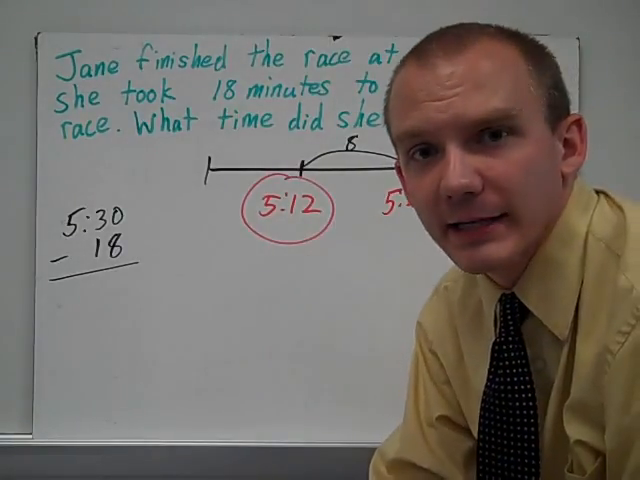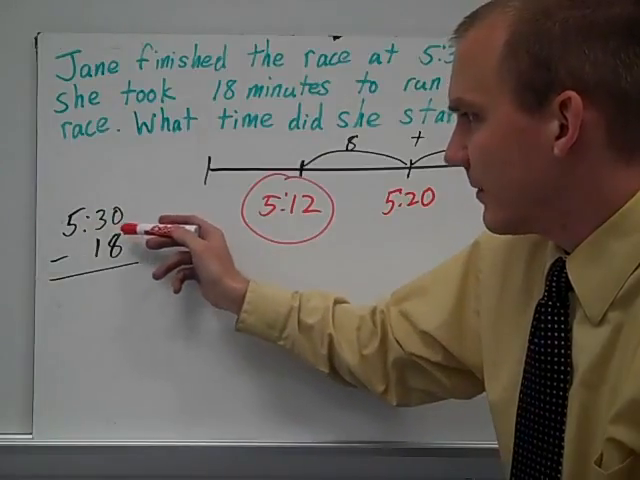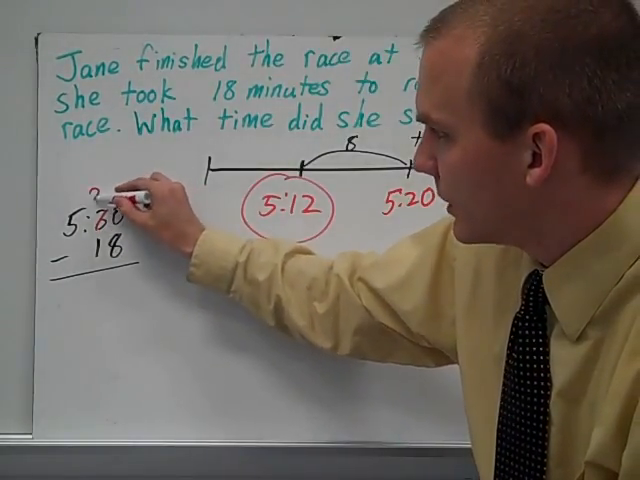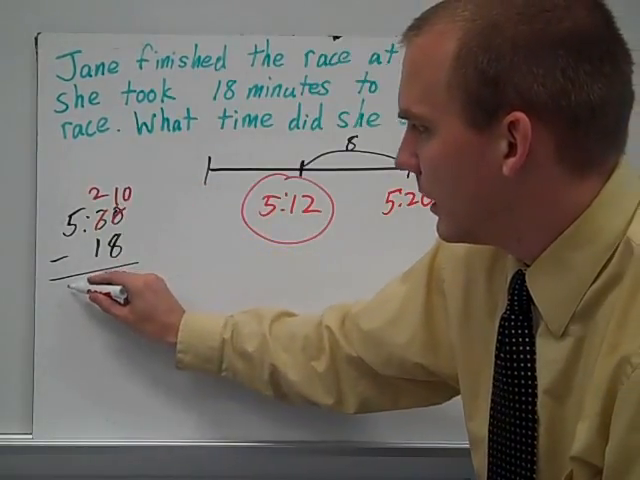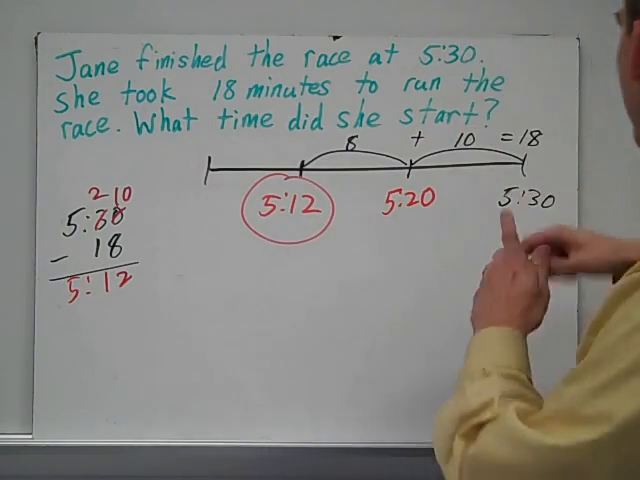You can subtract as long as you don't go back hours. So you just set this up: 5:30 minus 18. 0 minus 8 you can't do, so regroup. 10 minus 8 is 2, 2 minus 1 is 1, the 5 stays the same, so it ends up being 5:12. Our answers match.